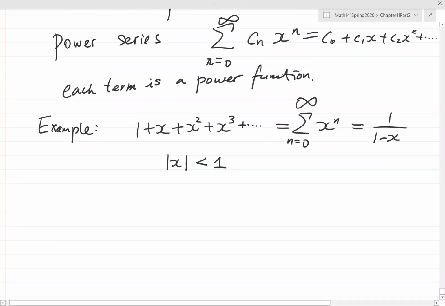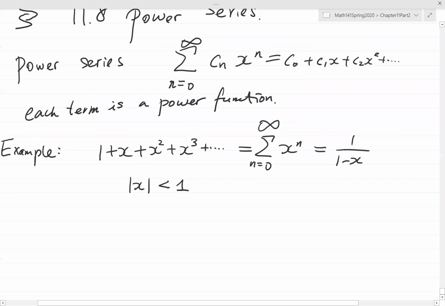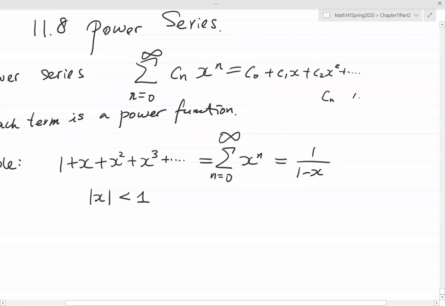C_n here is called the coefficient, the coefficient of x to the power n.